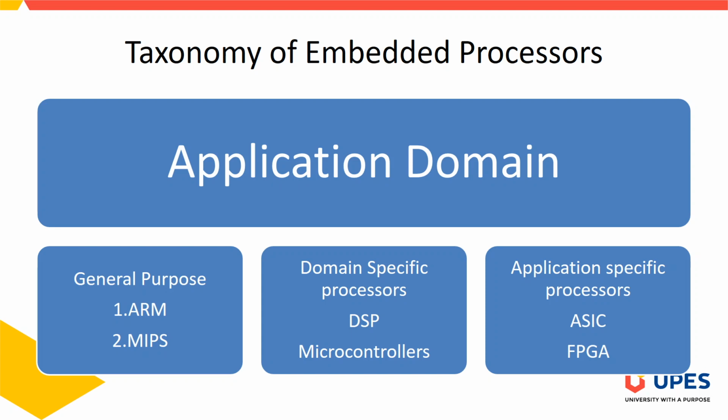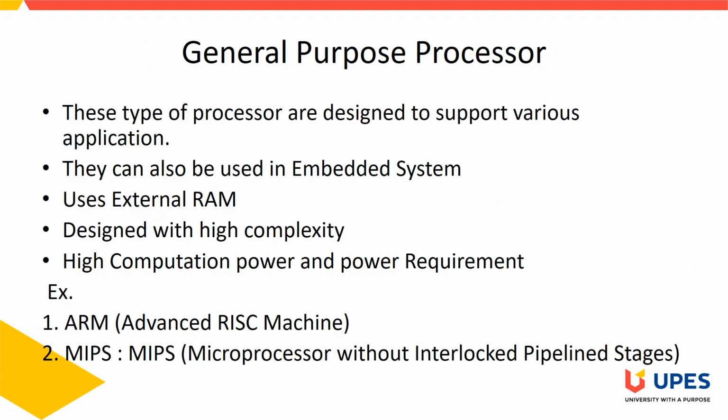Then talking about the application specific processors, so we have ASICs and FPGAs. ASIC stands for application specific integrated circuit, whereas FPGAs are reconfigurable circuits. So we will go see these three categorizations in detail. Now, first I will talk about general purpose processors.